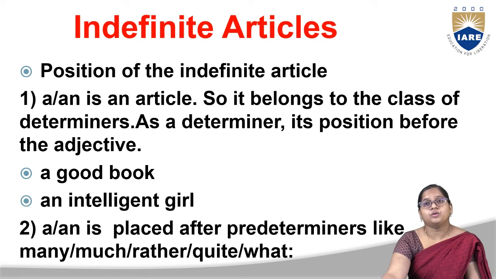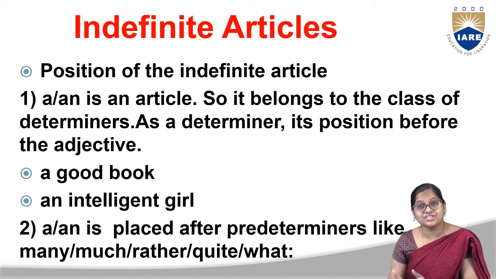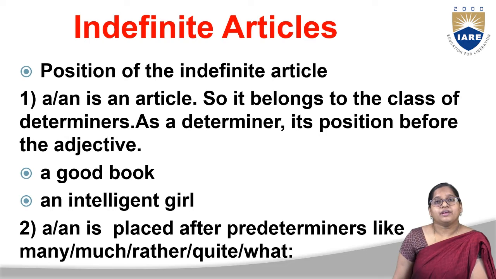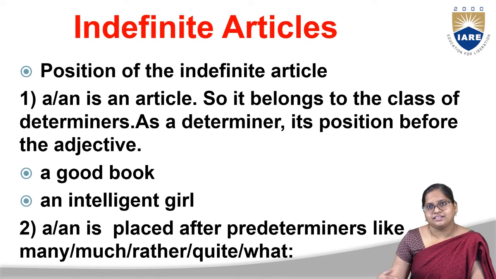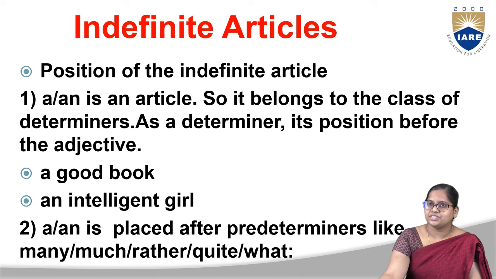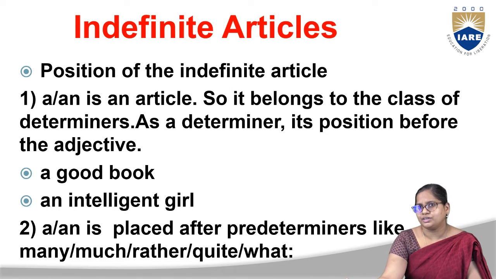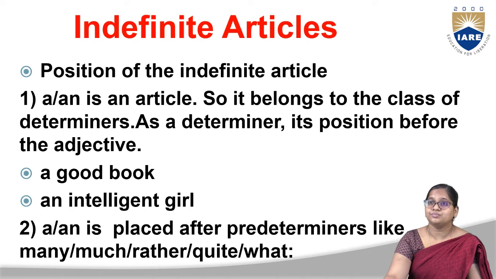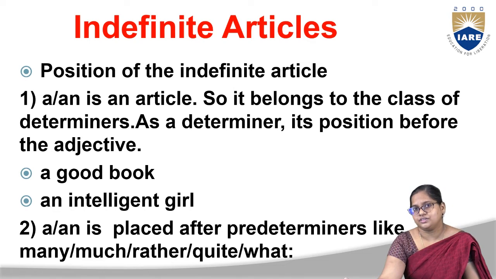Let me talk about the indefinite articles and the position of the indefinite article. An is an article, so it belongs to the class of determiners. You know about this, like you quantify them. As a determiner, you can say something like a good book. You're talking about the adjective, about the quality of something. So the class of determiners will help you understand the position of adjectives. An intelligent girl, you say.